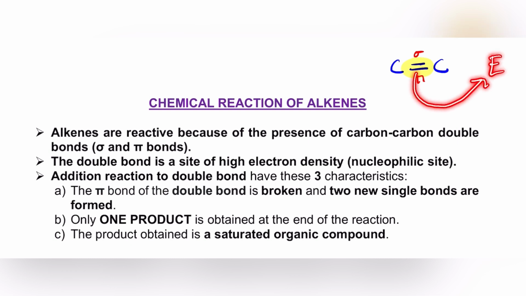So electrophile biasanya E+. And then di sini double bond dia akan break. So sebenarnya kita specifically akan break the pi bond between carbon-carbon double bond. So pi bond ini kita break dan kita akan tambah 2 new single bonds. And hanya satu sahaja produk yang akan terhasil by the end of this reaction, dan produk ini biasanya kita akan dapat dalam bentuk saturated organic compound.